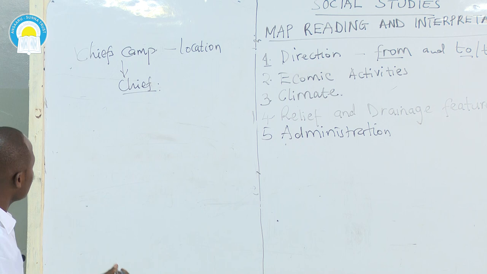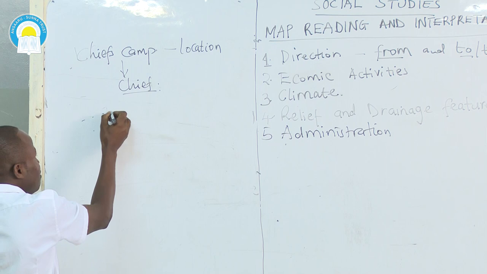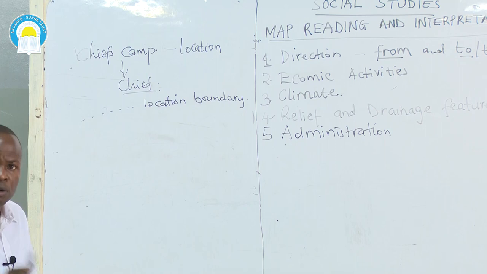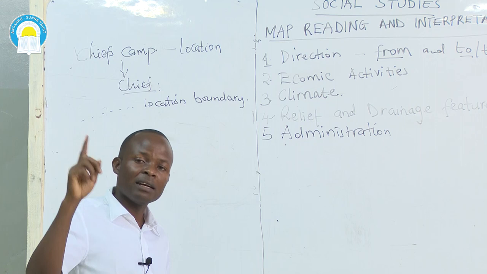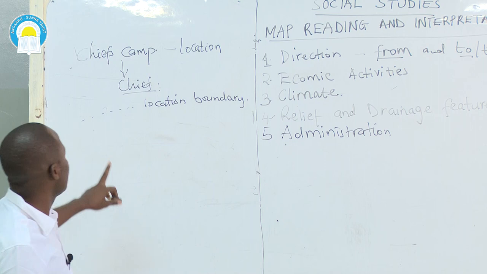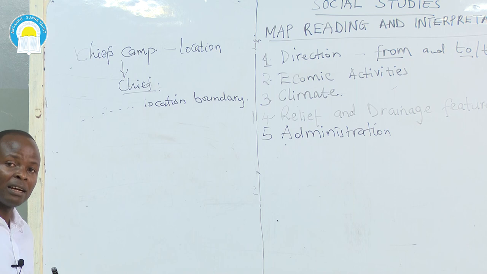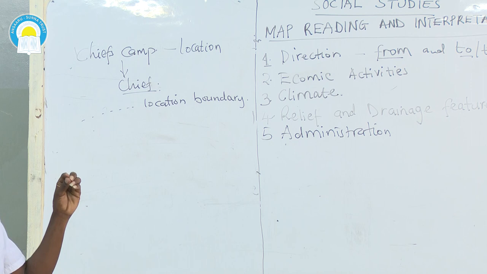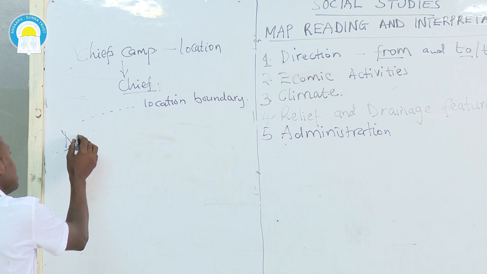Another thing, we can have a location boundary. You can be given a location boundary. When we have a location boundary, this now means that this area is under more than one chief. Each chief will be in charge of one location. The other one will be in charge of another location. So all of this area will now be under the next administrator from the chief, that is the DO.